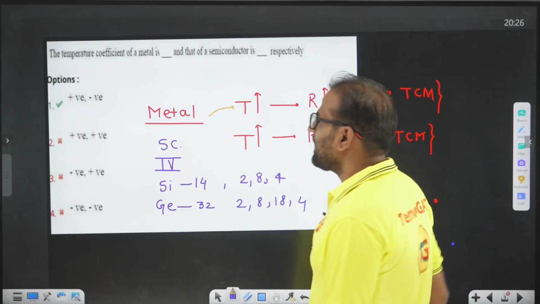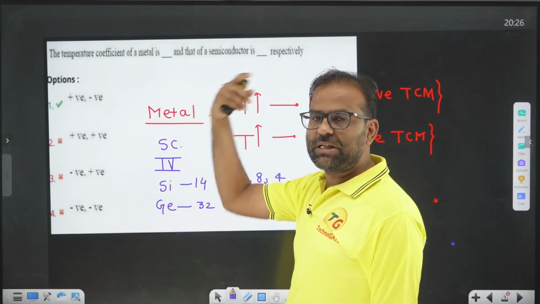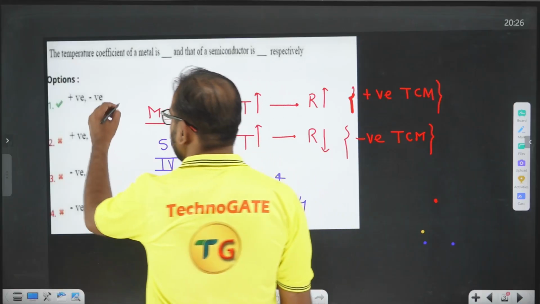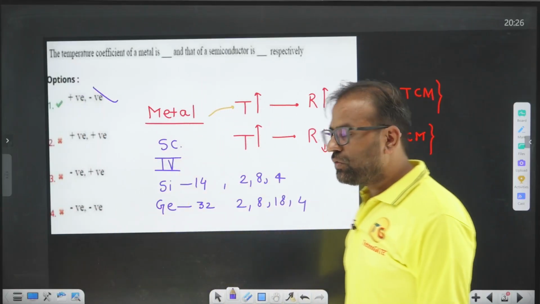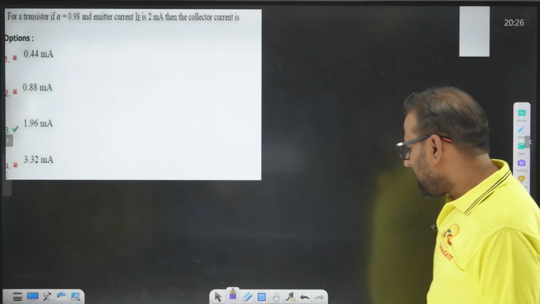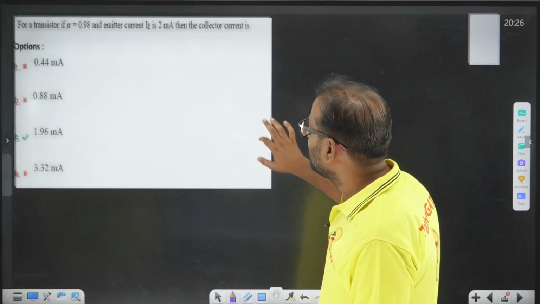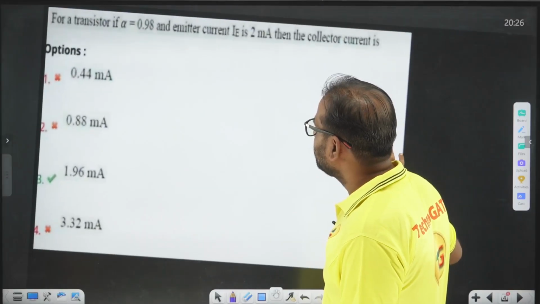So which option is correct here? The temperature coefficient of a metal is positive, while the temperature coefficient of a semiconductor is negative. Now you know the definition. Okay, the next question is given for a transistor.